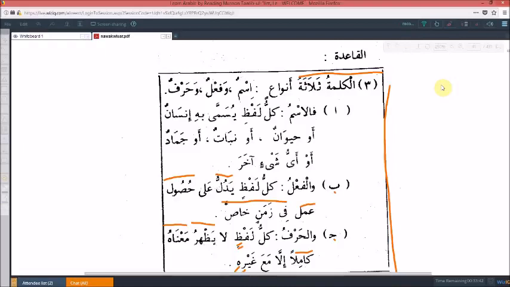Min may not mean from, ila might not mean to, ala might not mean on or above, and fi might not mean in. Rather, fi might mean above, and ala might mean in, or something like that, right? So that's the first three rules.